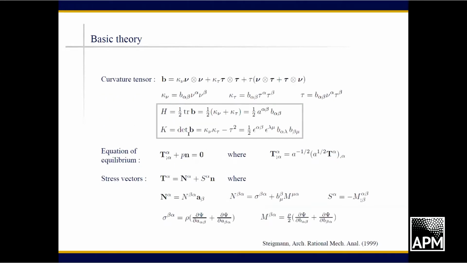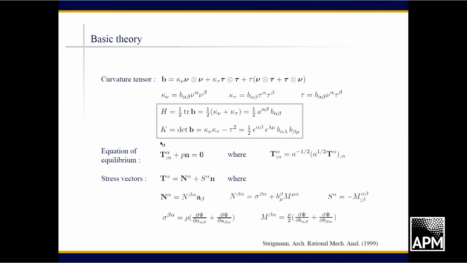The curvature is because of the flexural stiffness of the bilayer. The curvature plays a significant role in the mechanics. The main parameters of interest are the so-called mean curvature, H, which is half the trace of the curvature tensor, and also the Gaussian curvature, the determinant of the curvature tensor. And these are expressed here in component form.